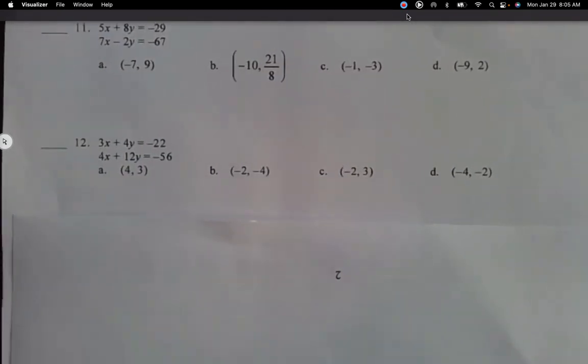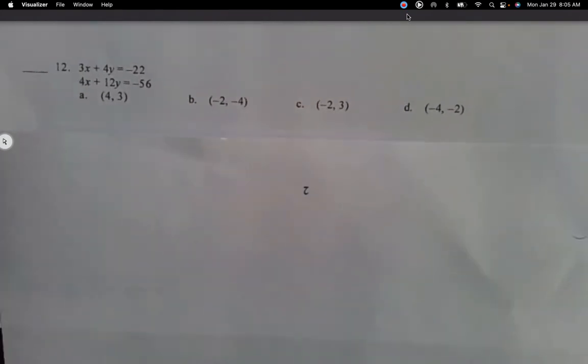Number 12. We're going to do the same thing. Do my x's match? No. Do my y's match? No. But I can multiply the top one by what number? 3. Okay? Or if you multiply by 4 and 3, that's fine. You'll get the same thing. So the top one, I'm going to multiply by 3.